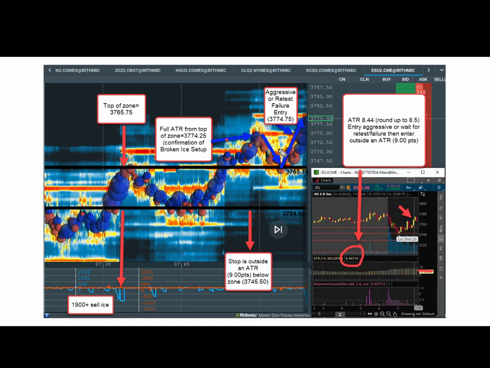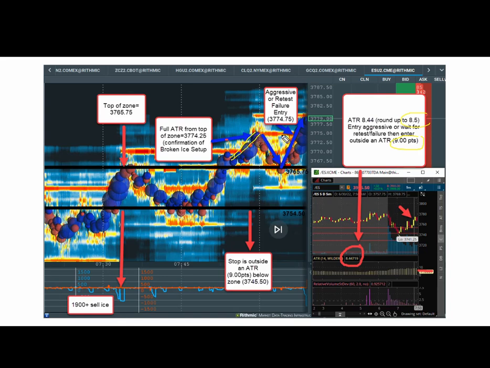And you have to use a little bit of judgment here. On more volatile days, you can make it a point, a little over a point. But I've determined a couple ticks is sufficient, right? So in this instance, the ATR was 8.44, as you can see there. You round up to 8.5. So my entries and my stops would be just outside that ATR, which would be in this case 2 ticks or 9 points, right? So I've determined that this is a broken ice setup because I got the ATR out of here.